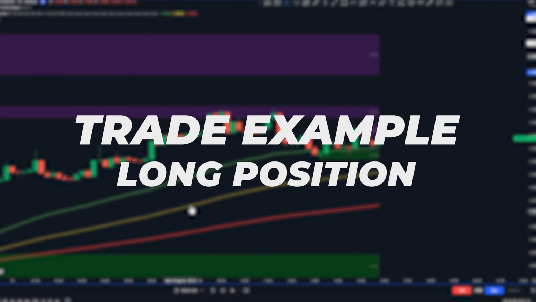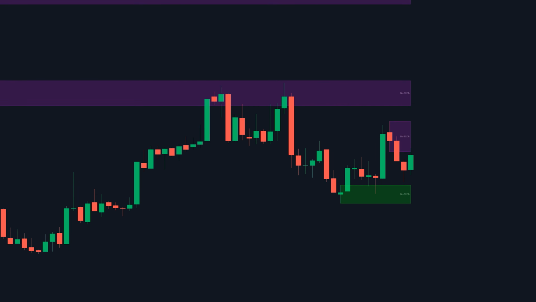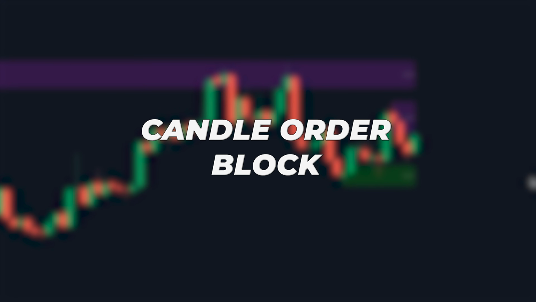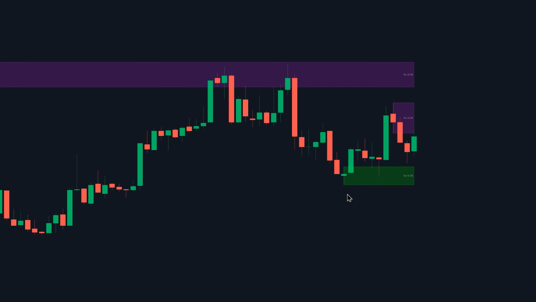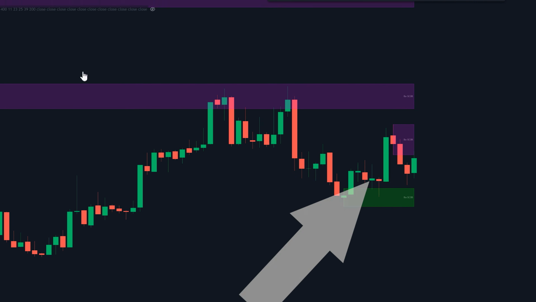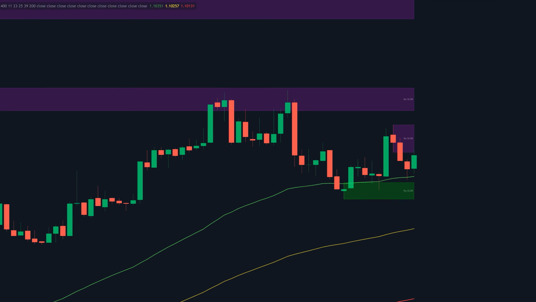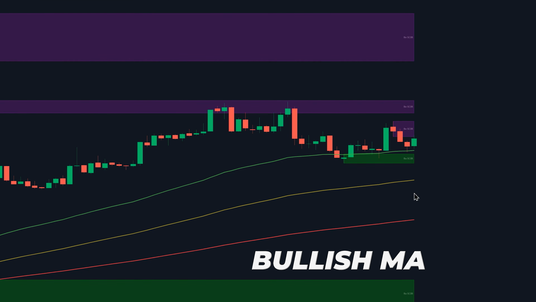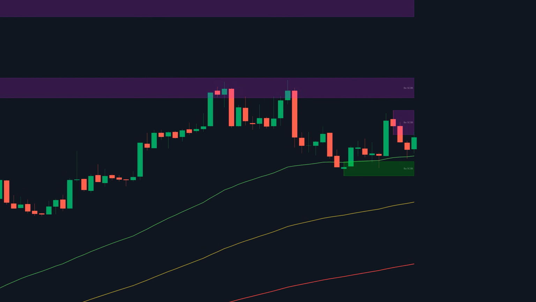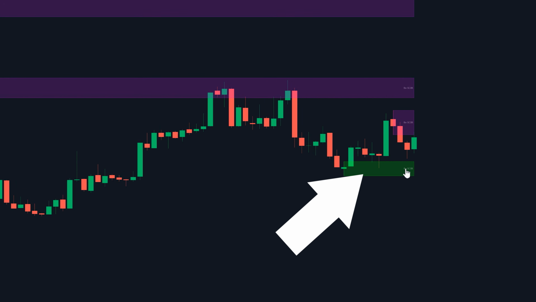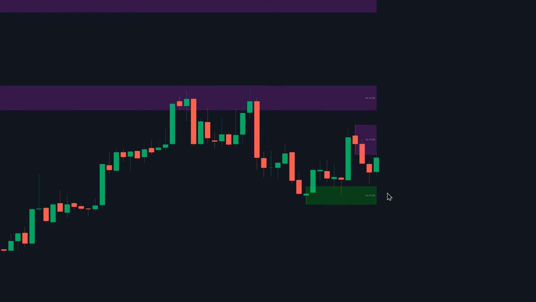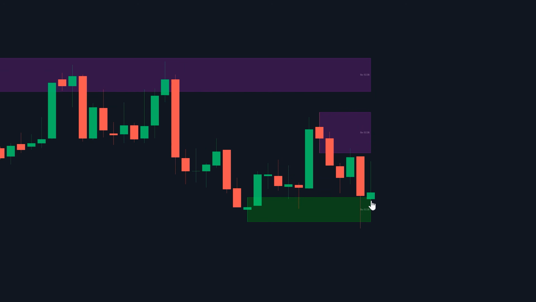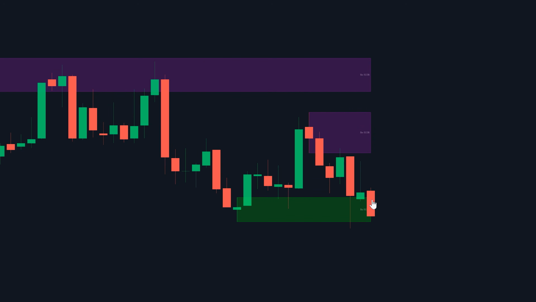Now, for trading with this strategy, the first condition is going to be to identify the formation of a bullish single candle order block, also known as a SCOB. As you can see, we have it right here. The second condition is that we want to confirm that the market is bullish. As you can see, we have these 3 EMAs aligned in a way that indicates a bullish market. Then lastly, we want the price to come back and retest this order block. A retest is going to be confirmed when a candle closes inside but not under this level.